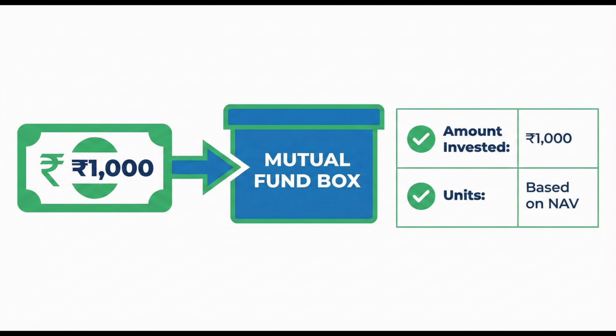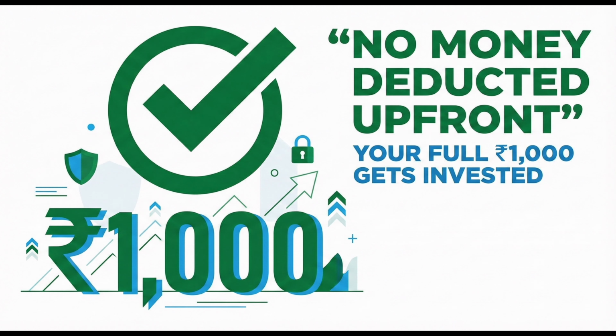You invest rupees 1000 in a mutual fund. Your statement shows amount invested rupees 1000. Units allotted based on the NAV. Now, here is the most important truth. No money is deducted upfront from your rupees 1000.